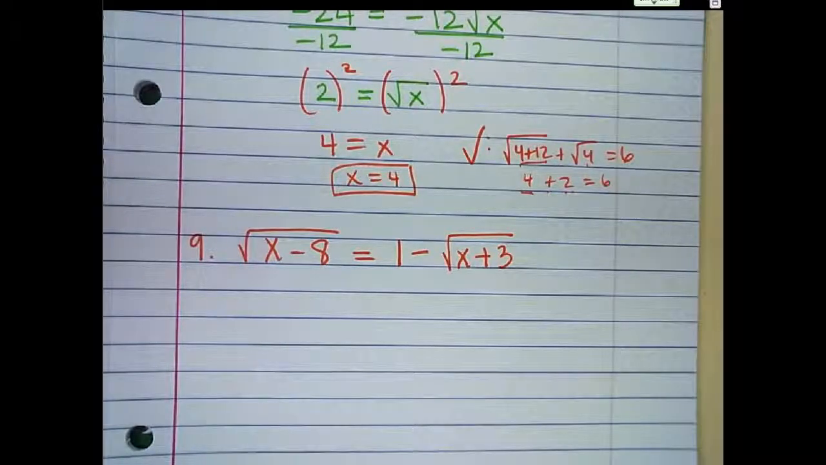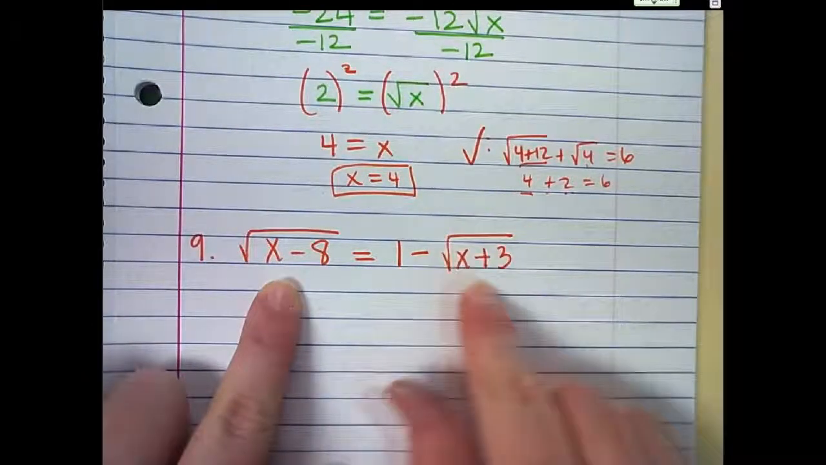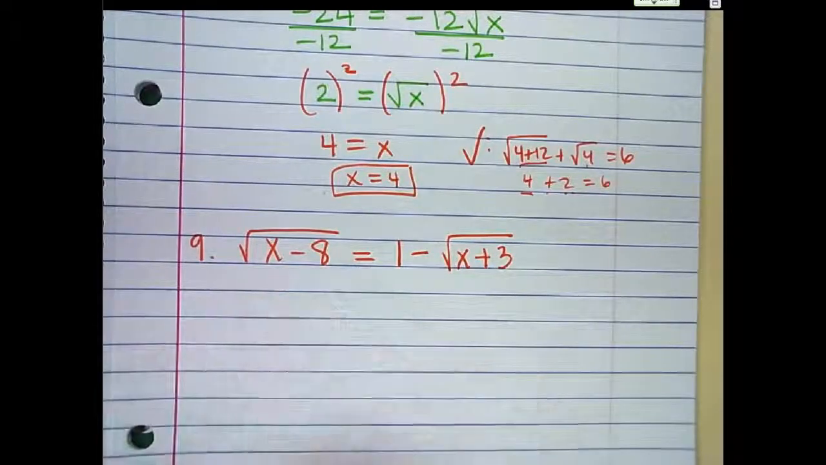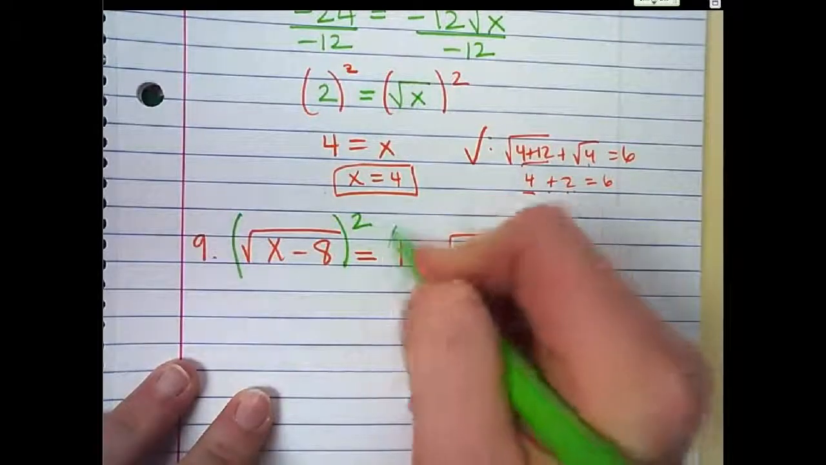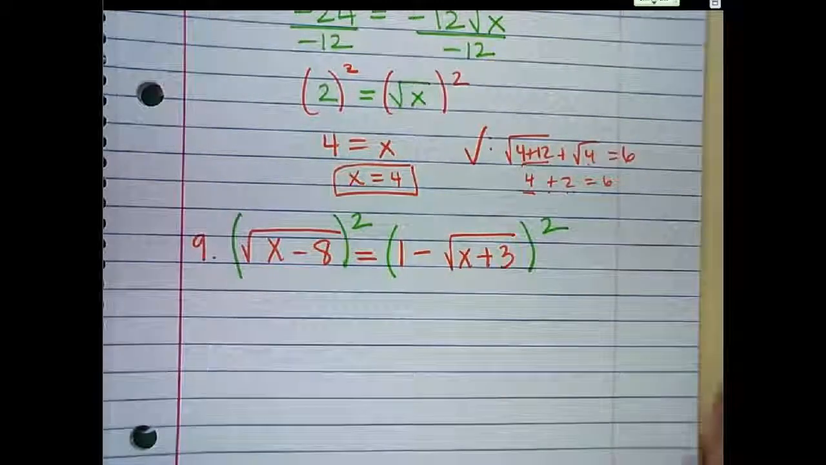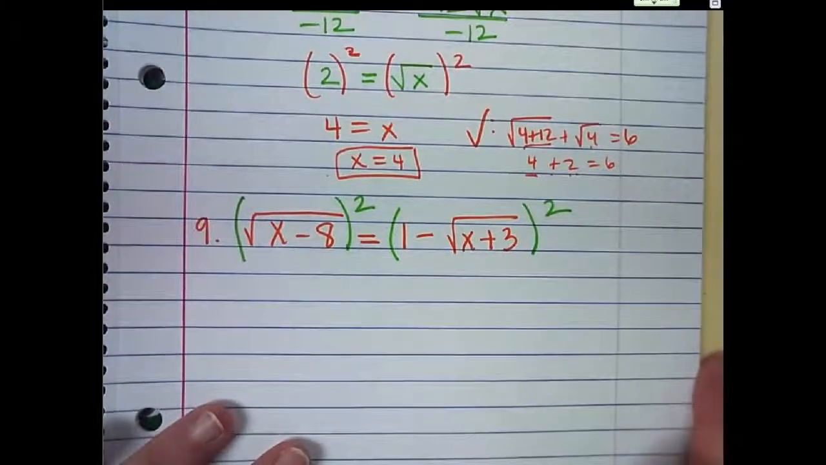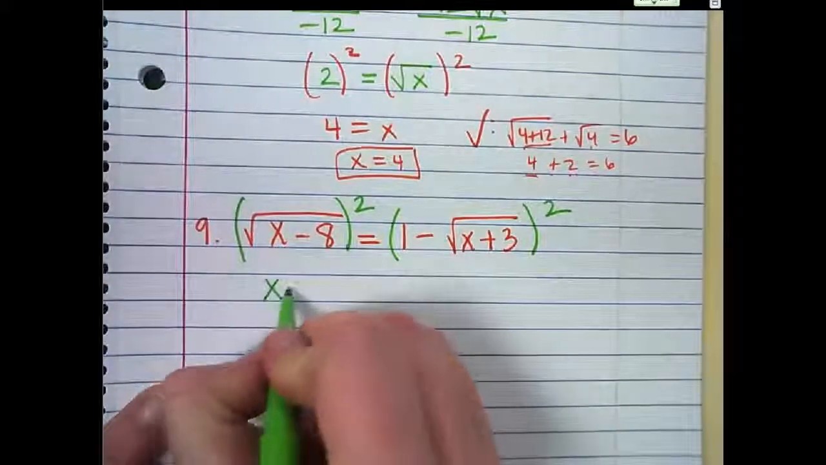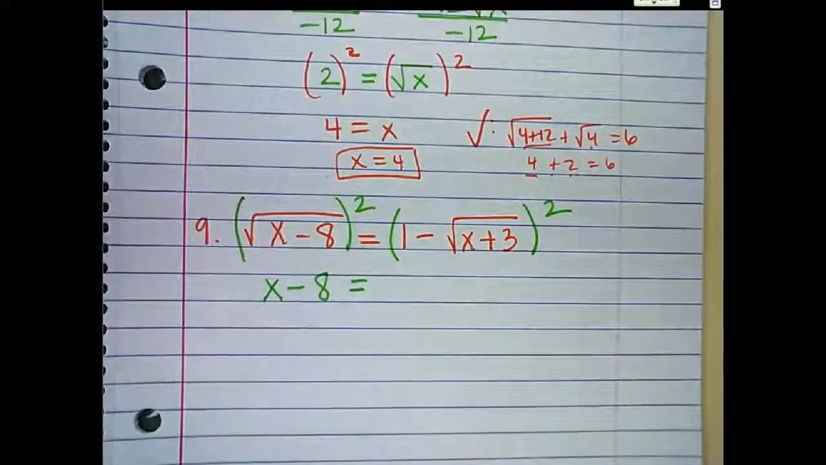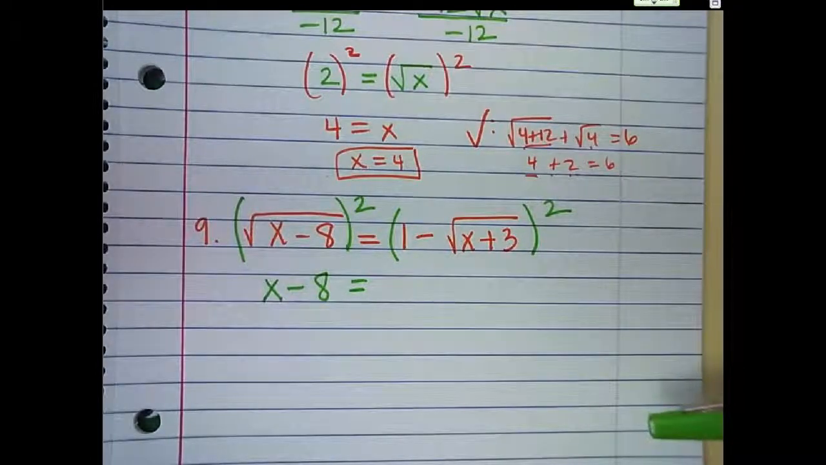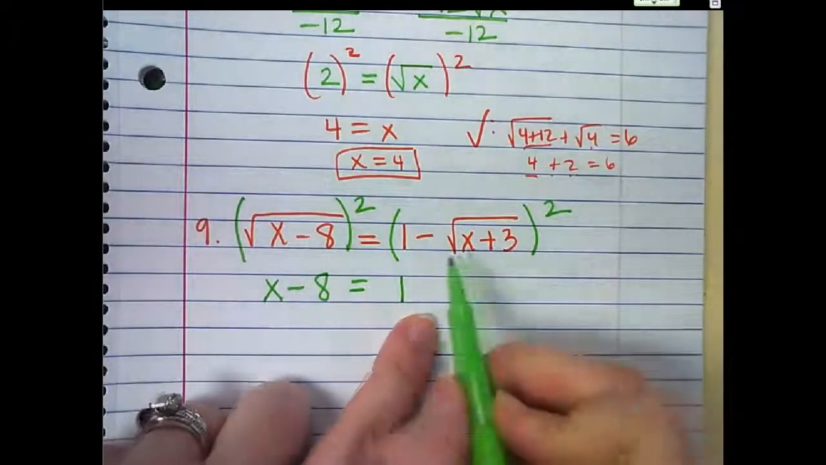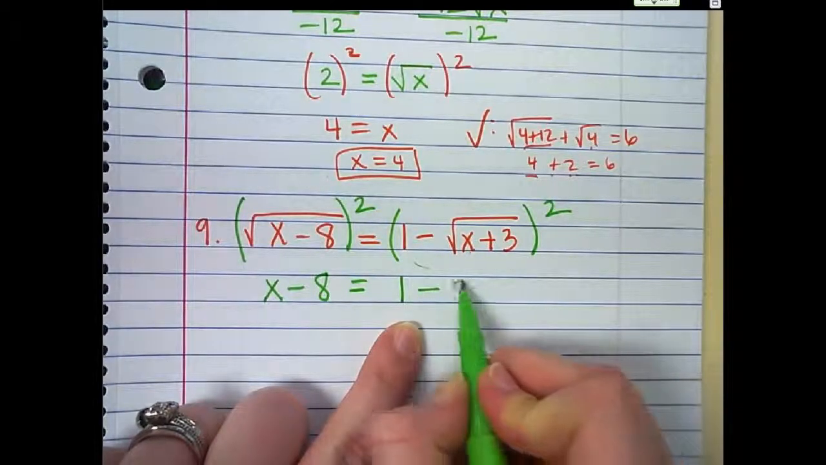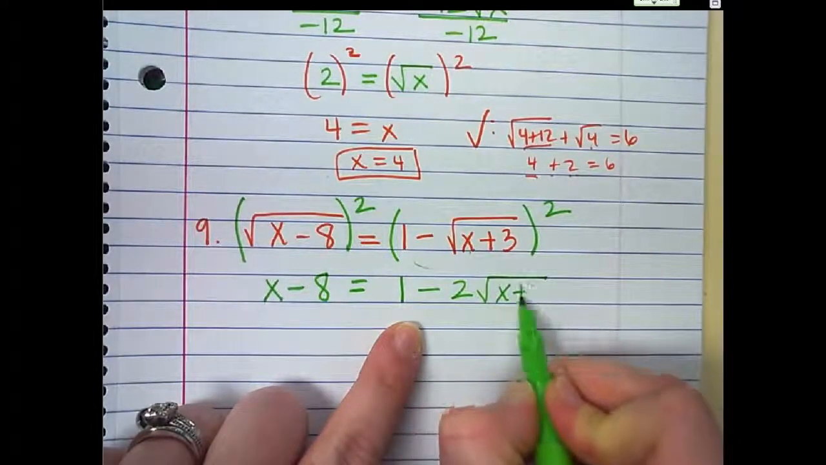Okay, so we have a radical on both sides, and I can't really isolate this one. We would just do the same thing. So what would you do here? Square both sides. So I'm going to square the left. I'm going to square the right. So on the left, I get x minus 8. On the right, do your shortcut. Square the first. 1 squared is just 1. Put the 2 together and double it. So minus 2 square root x plus 3.